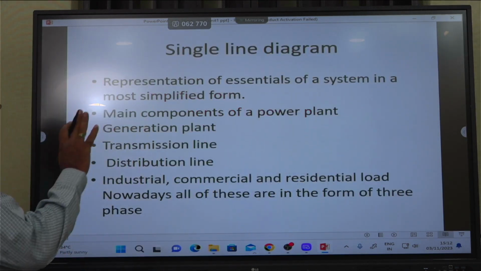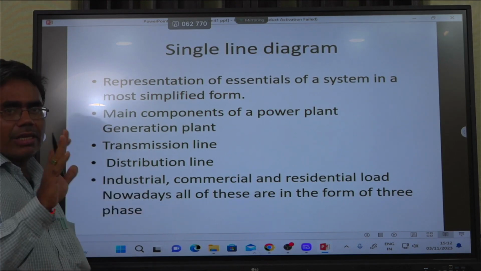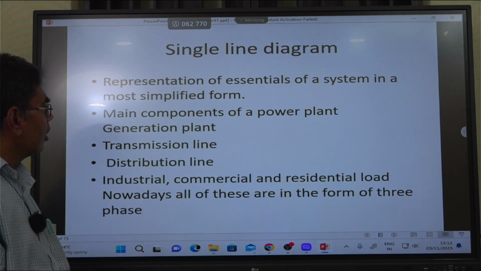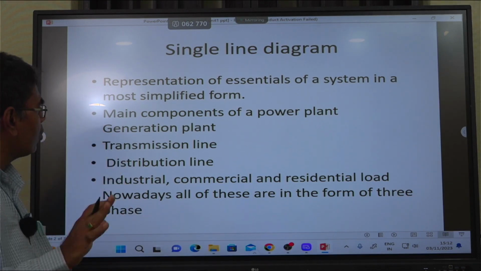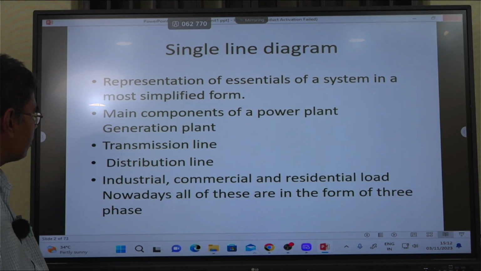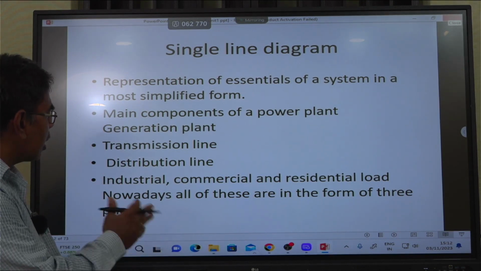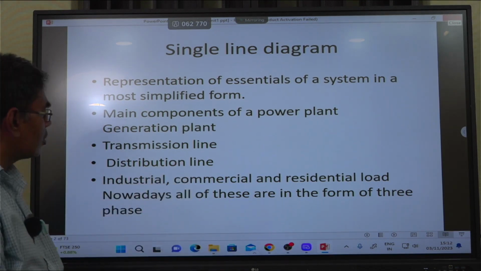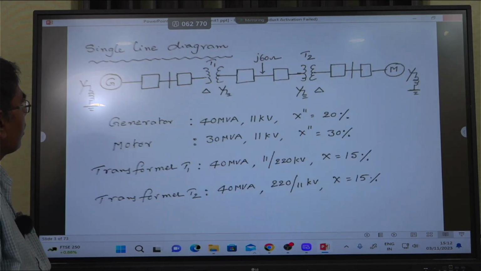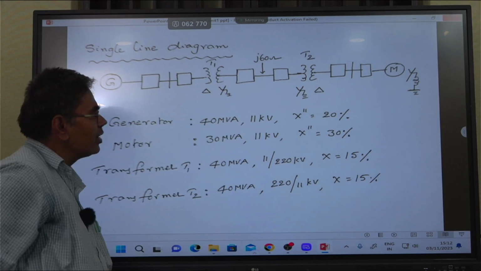Okay, a single line diagram is one in which the essentials of the system are represented in the most simplified form. A power system is normally composed of generating plants, transmission facilities and distribution lines, in combination with industrial, commercial and residential loads. Nowadays all of these are in the form of three phase. This is a simple example of a single line diagram.